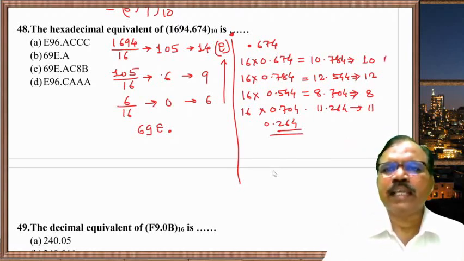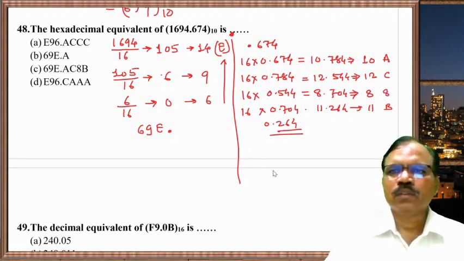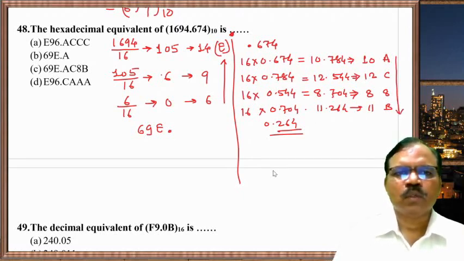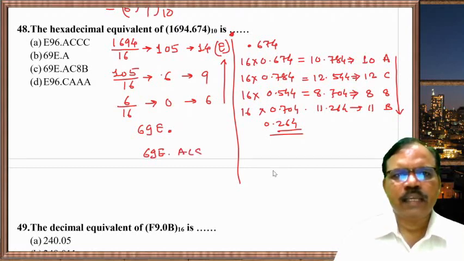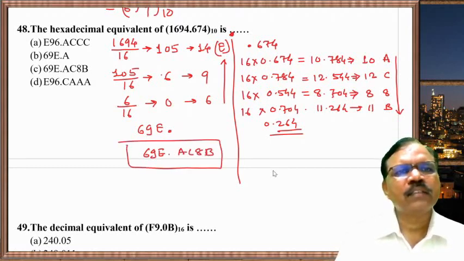So 10 is A, 12 is C, 8 and B. So you have to write this from top to bottom. So 69E point AC8B. This is the hexadecimal equivalent. So here this one is correct.